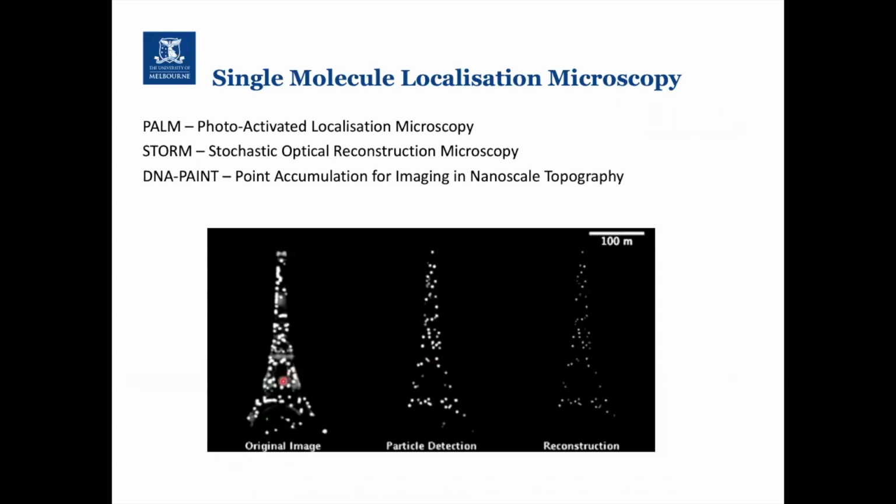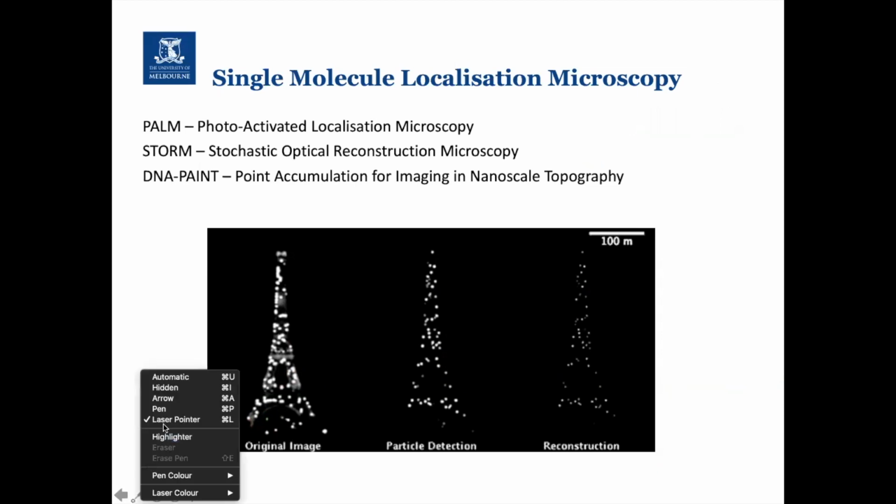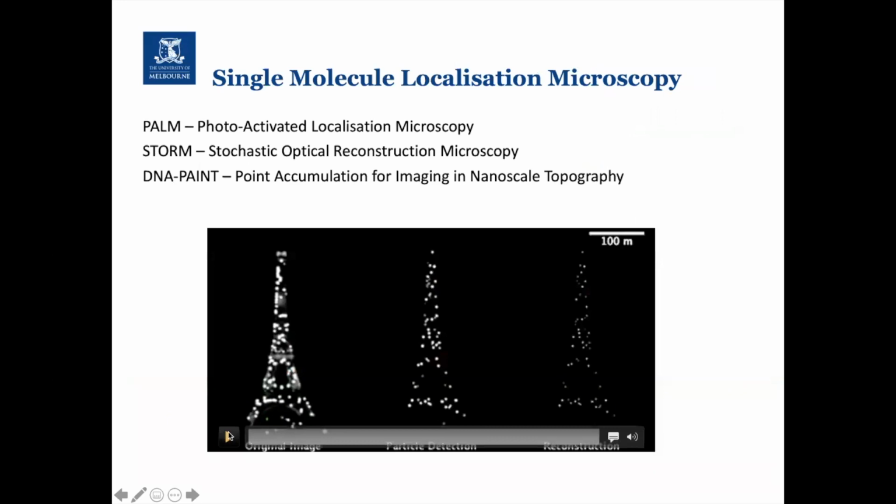The final super res method that I'm going to talk about, I can get this movie to play, just take the laser pointer off, is single molecule localization microscopy. There are a number of different ways of doing this. They all work on the same principle that you don't want, as we have in most fluorescence, all of your molecules to be fluorescing at the same time. You want only a few to be emitting at any one time.